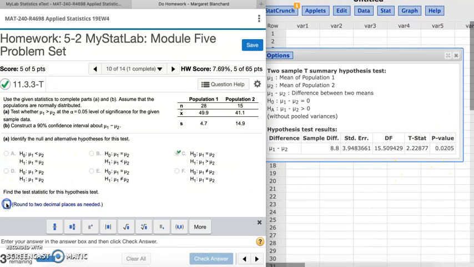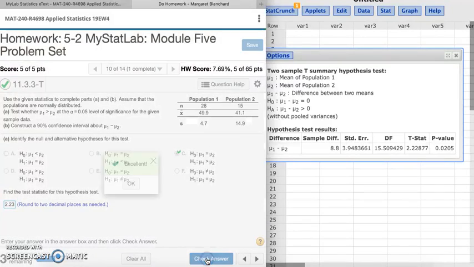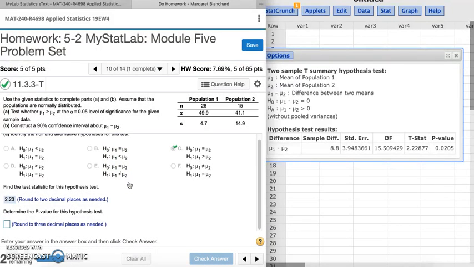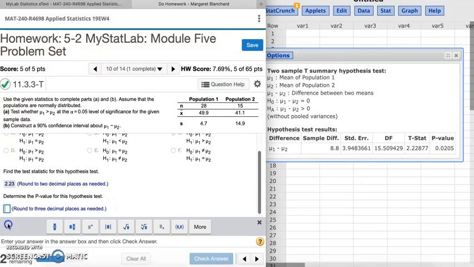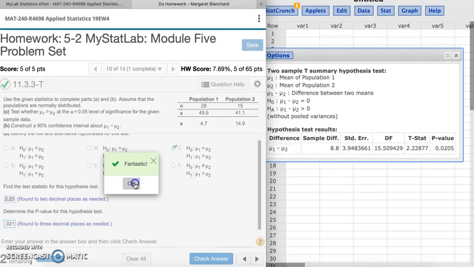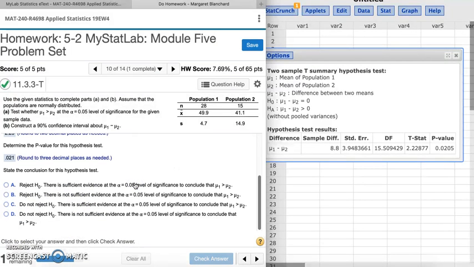So let's go over here. We need to round to 2 decimal places. That's going to give us 2.23. When we round up, check answer. Excellent. Determine the p-value. Again, we already have it from that last part. So round to 3 decimals. We have 0.021. All right. State the conclusion.